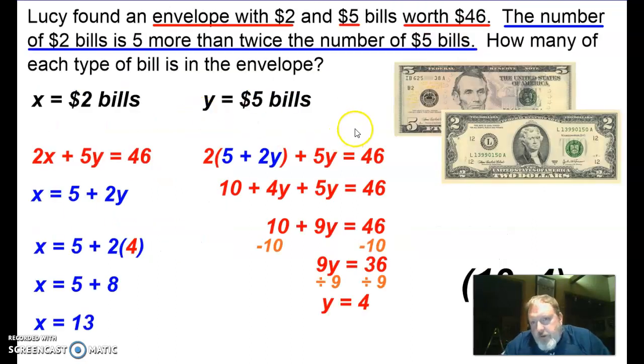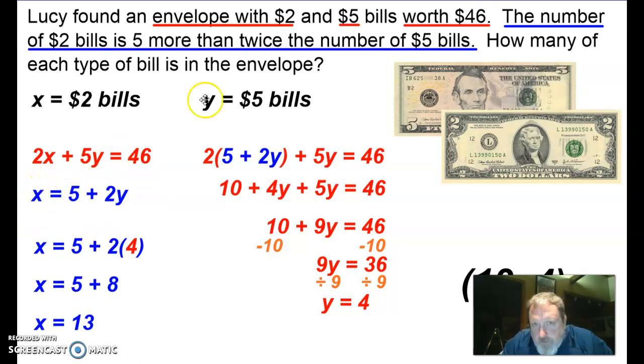All right, Lucy found an envelope. It's got $2 bills in it and $5 bills for a total of $46. And the number of $2 bills is 5 more than twice the number of $5 bills. All right, that one's harder to set up, but we'll deal with the cost here first. So we'll let x be $2 bills, y will be the $5 bills. So $2 for every one of these, $5 for every one of these, for a total of $46. So that's really, of the two, the easier equation to set up.